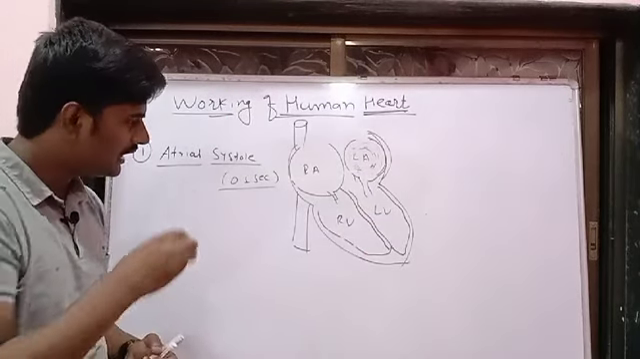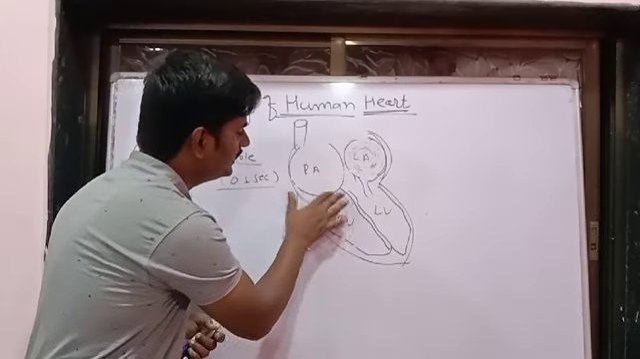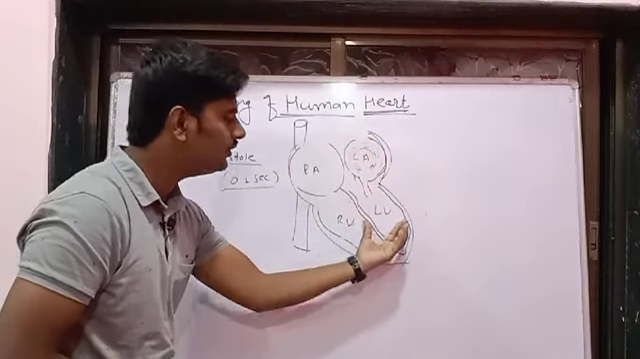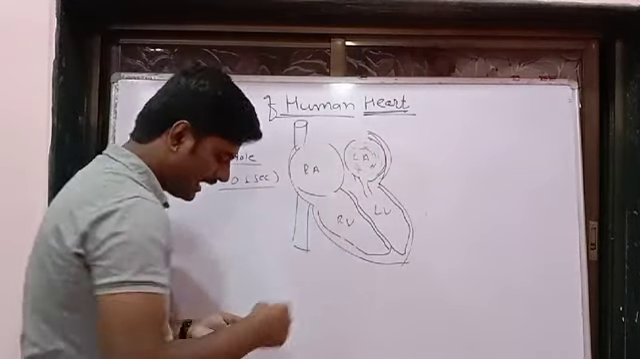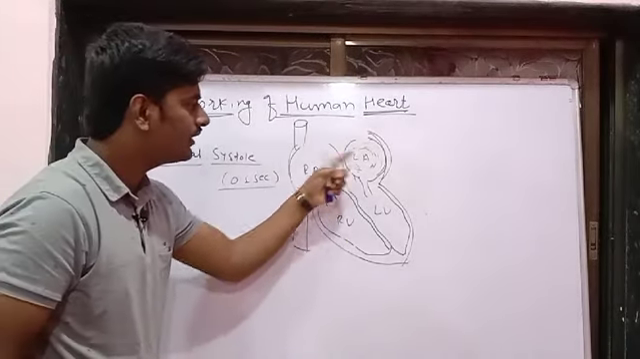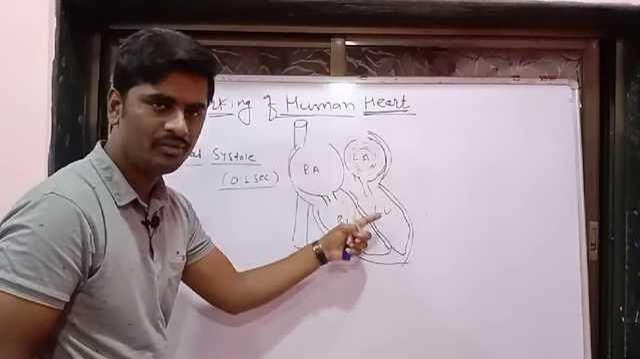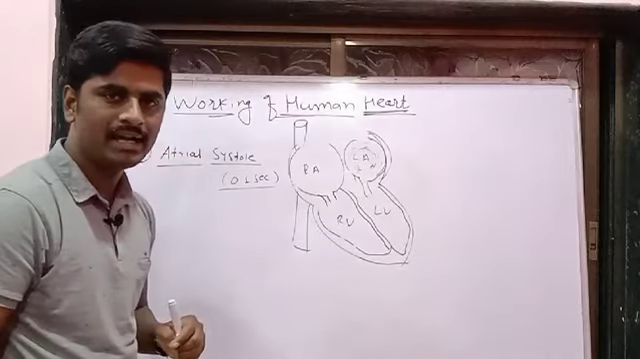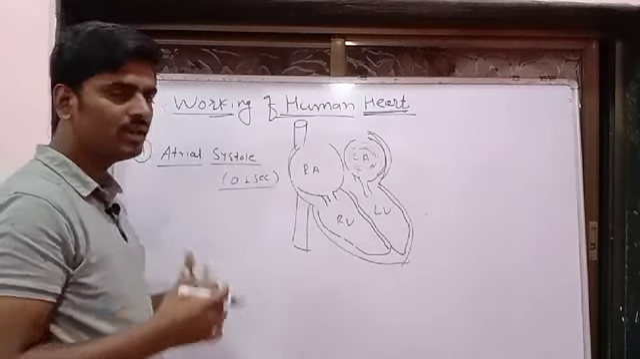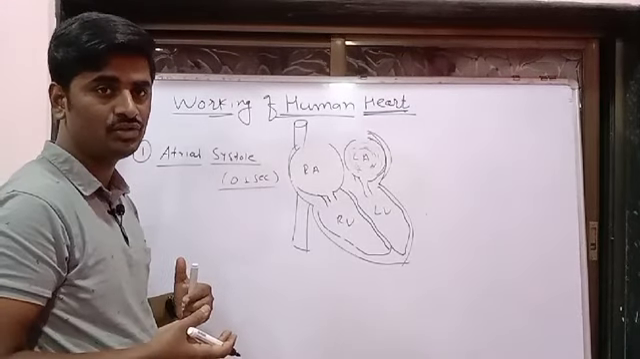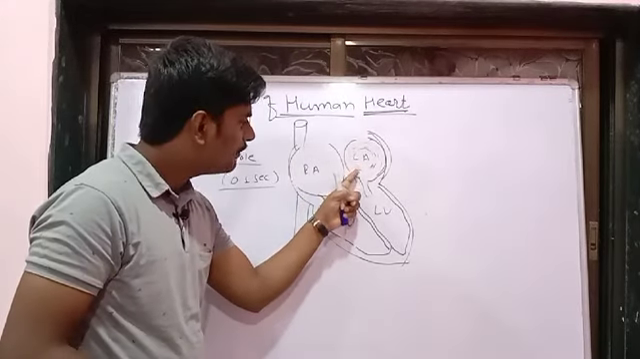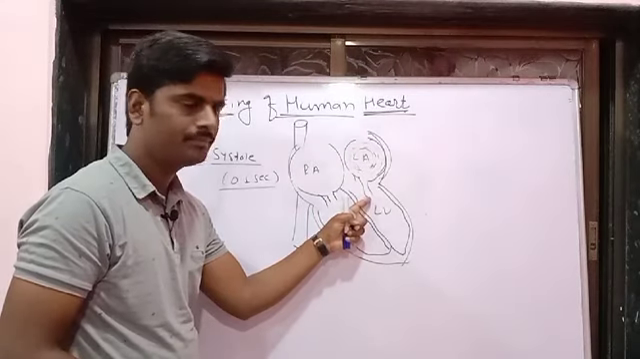Another point is very interesting: the right auricle opens into the right ventricle and the left auricle opens into the left ventricle. The right opening is guarded by the tricuspid valve, and the left opening is guarded by the bicuspid valve, which is also known as the mitral valve. Many times this question is asked in examinations for MCQ purposes, so keep in mind that the bicuspid valve is also known as the mitral valve.